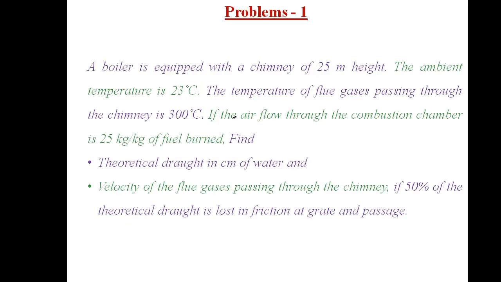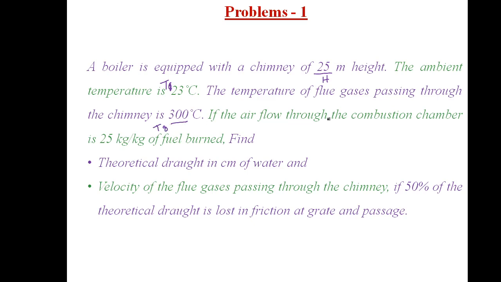So now coming to the problem, we have one numerical. Today we will solve one numerical, which is a simple and small problem. Here a boiler is equipped with a chimney of 25-meter height. The height of chimney is given, this is H. The ambient air temperature, temperature of air, is TA. The temperature of flue gases passing through the chimney, the hot gases which are passed into the atmosphere, is Tg.